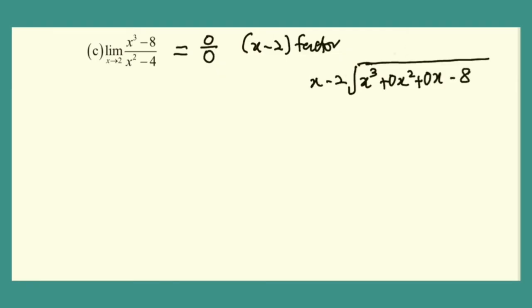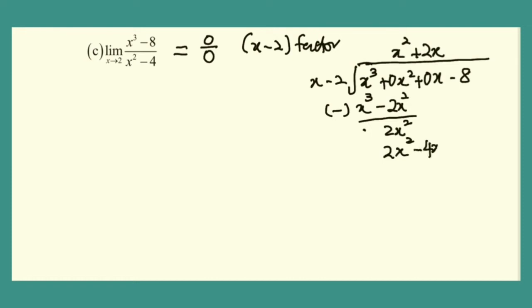x cubed divided by x is x squared. x squared times x is x cubed. x squared times negative 2 is negative 2x squared. Minus 0, this is 2x squared. 2x squared divided by x is 2x. 2x times x is 2x squared. 2x times negative 2 is negative 4x. Minus 0, this is 4x minus 8. 4x divided by x is 4. Here is 4x minus 8.